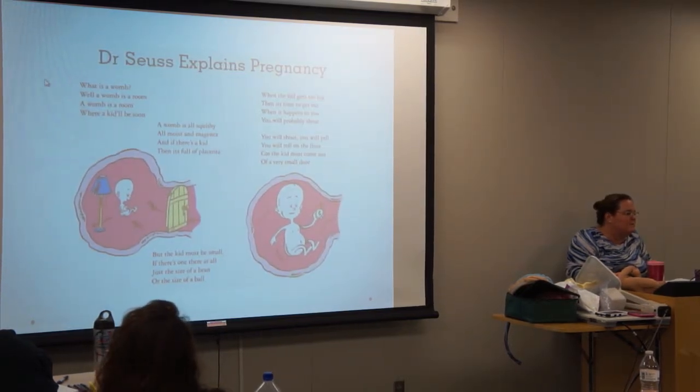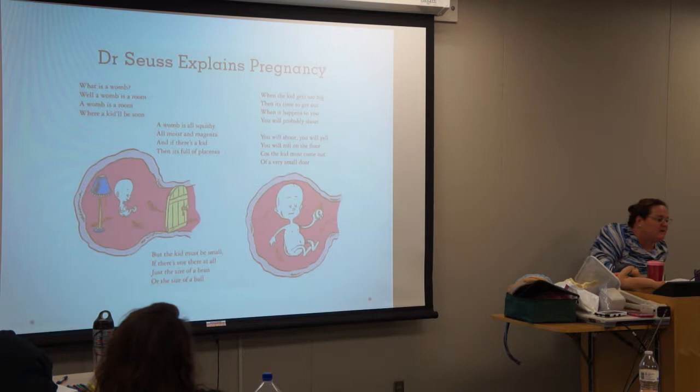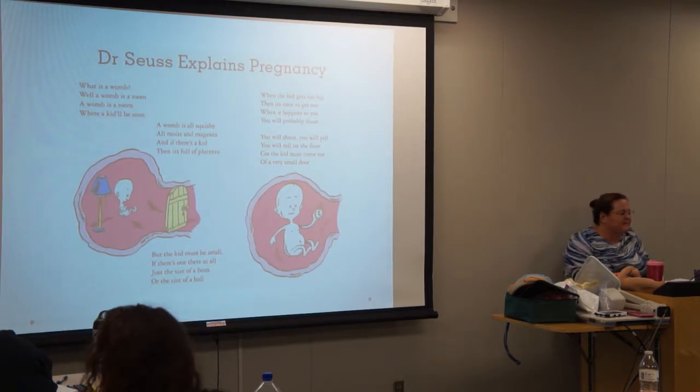What is a womb? Well, a womb is a room where a kid will be sitting. A womb is all squishy, all moist and magenta, and if there's a kid, then it's full of a placenta. But the kid must be small if there's one there at all, just the size of a bean or the size of a ball. When the kid gets too big, then it's time to get out. When it happens to you, you will probably shout. You will shout, you will yell, you will roll on the floor, because the kid must come out of a very small door. Isn't that cute? Kind of true.